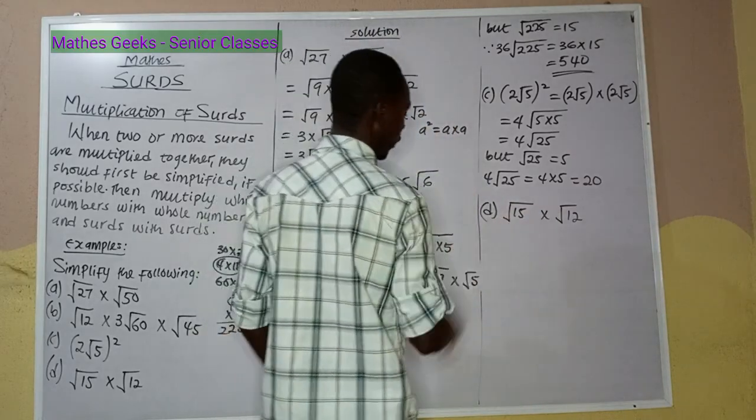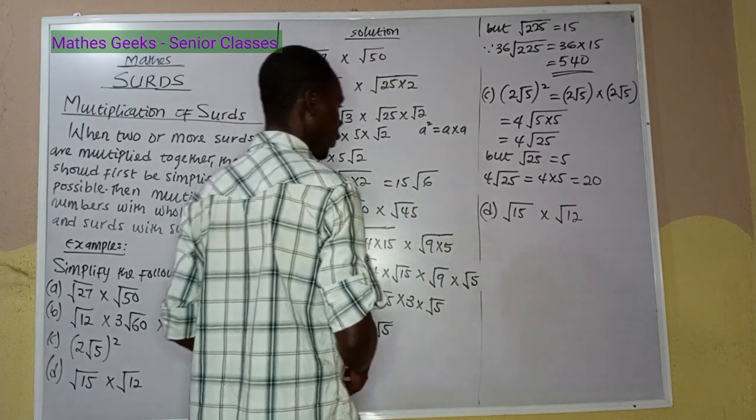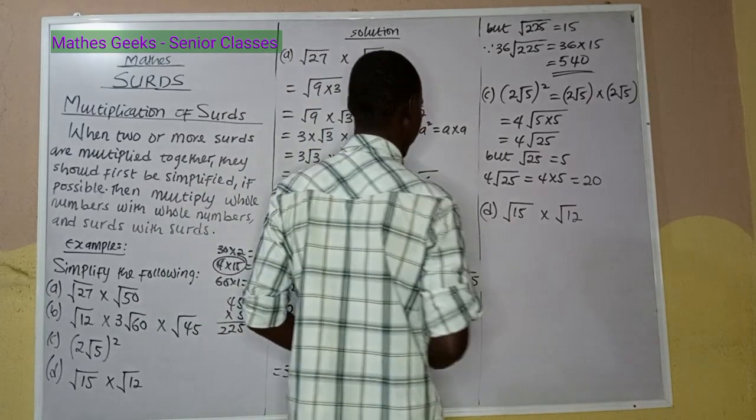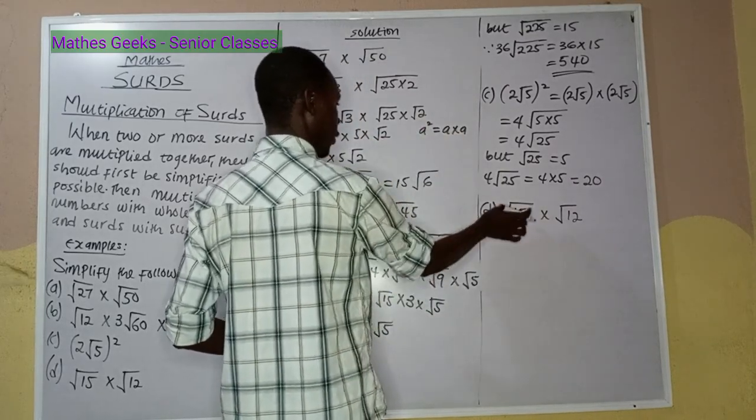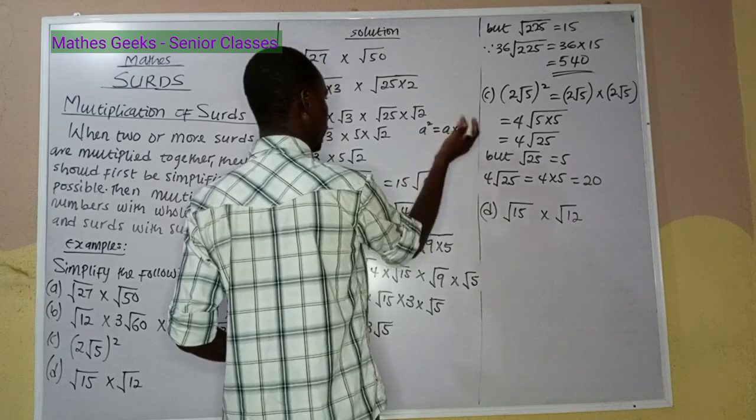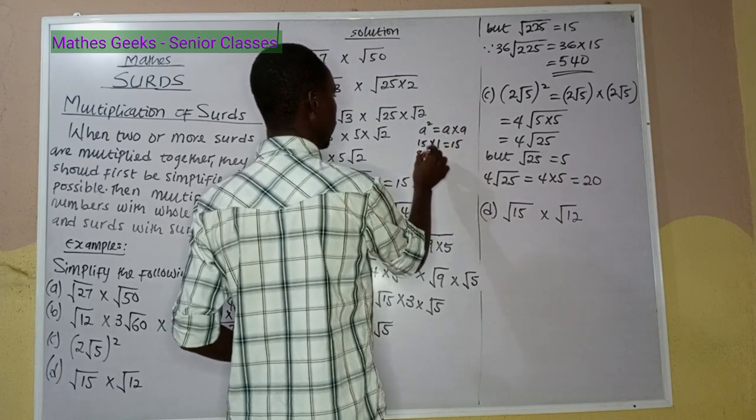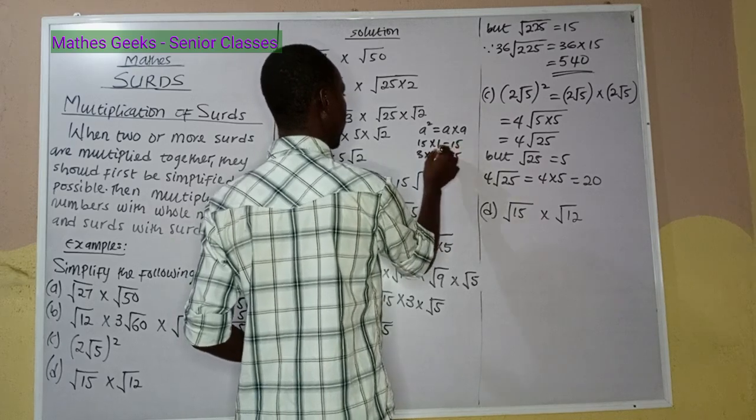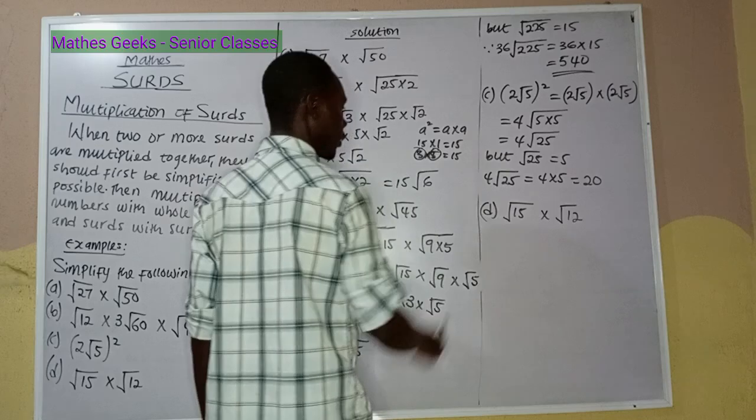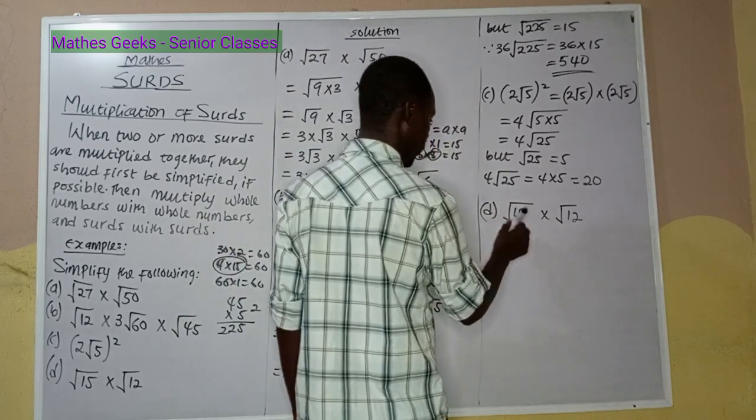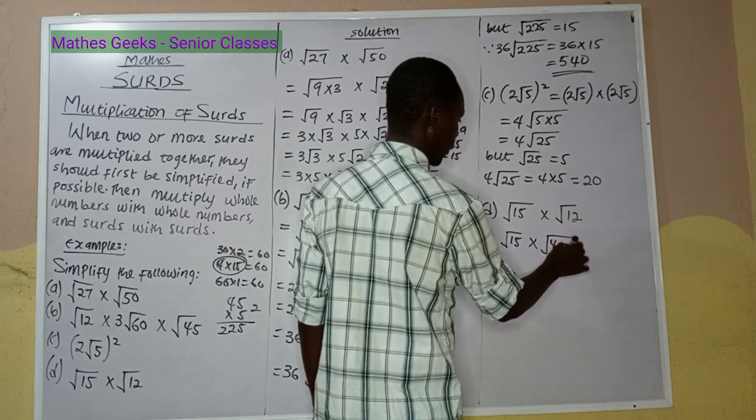So now we have root 15. Root 15 is not a perfect square, so we can't simplify root 15. We can't get factors of 15 where one of them is a perfect square, because 15 itself is not a perfect square. Of course, you know that the factors of 15 are 15 times 1 is equal to 15, and 3 times 5 is equal to 15. Neither 5 nor 3 is a perfect square, so there's no way we can reduce this, so we can leave it like that.